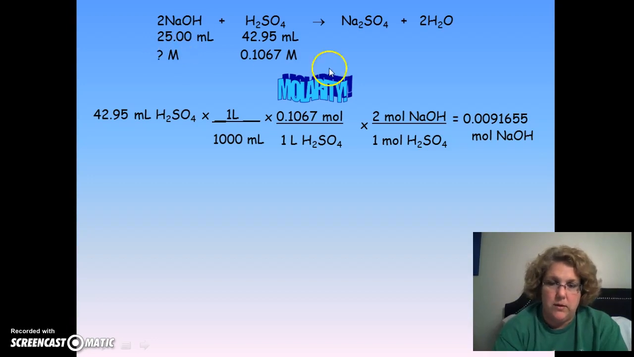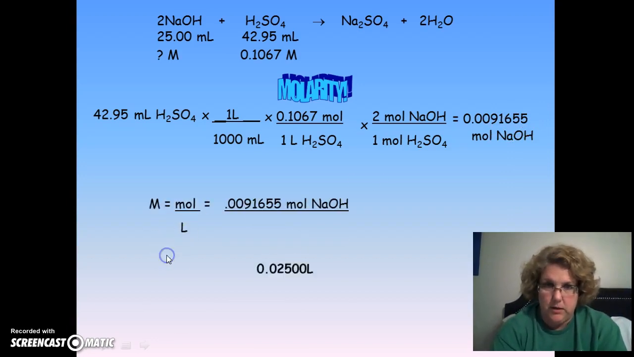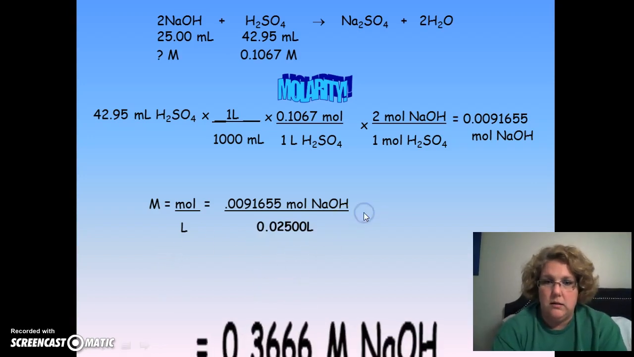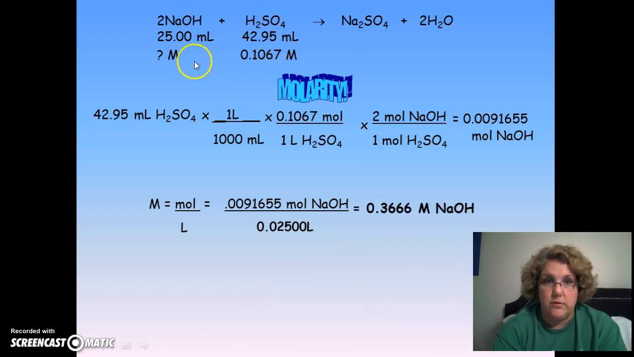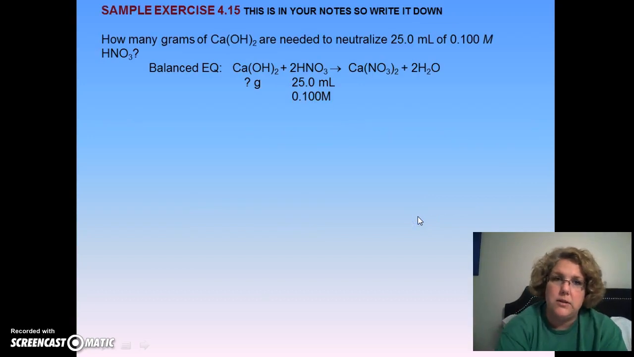We know the volume already of the base. Now we know the moles of the base. Notice I don't round here because this is not the end. Okay, now we're going to plug it into the molarity formula and take moles and divide by liters. Ta-da! Our answer, going out to 4 sig figs, since all these numbers had 4 sig figs, is 0.3666 molar sodium hydroxide. So liters to moles, moles to moles, and then moles to molarity. So it's not that much different.